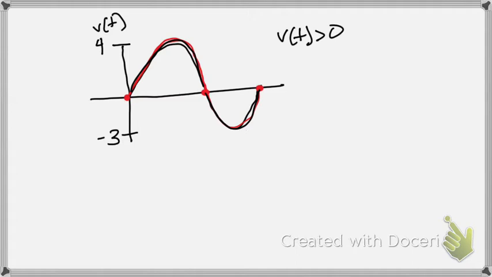All right, now let's talk about speed. Speed is the absolute value of velocity. So right here, the velocity is 4, and the speed is also 4. Here, the velocity is -3, but the speed is 3. So the common question they'll ask is, when is the particle speeding up or slowing down?